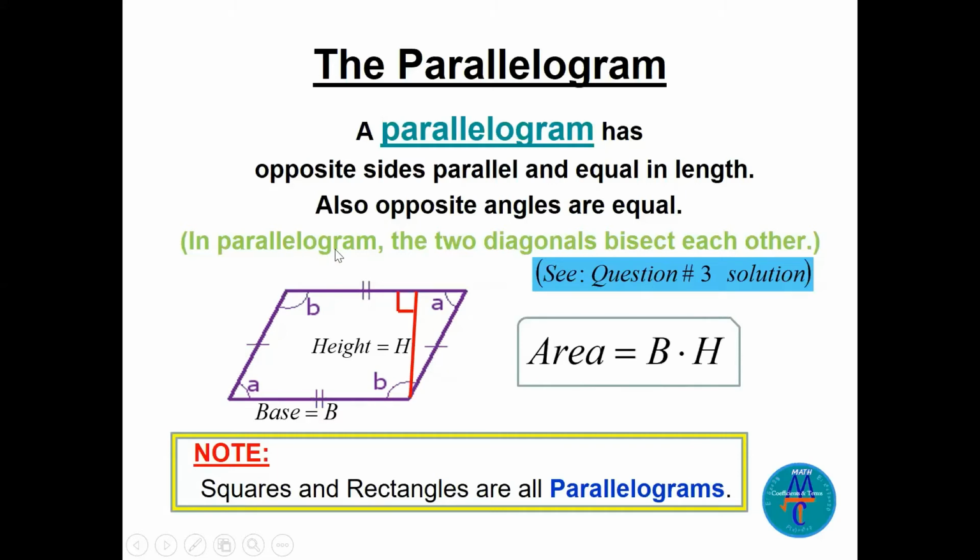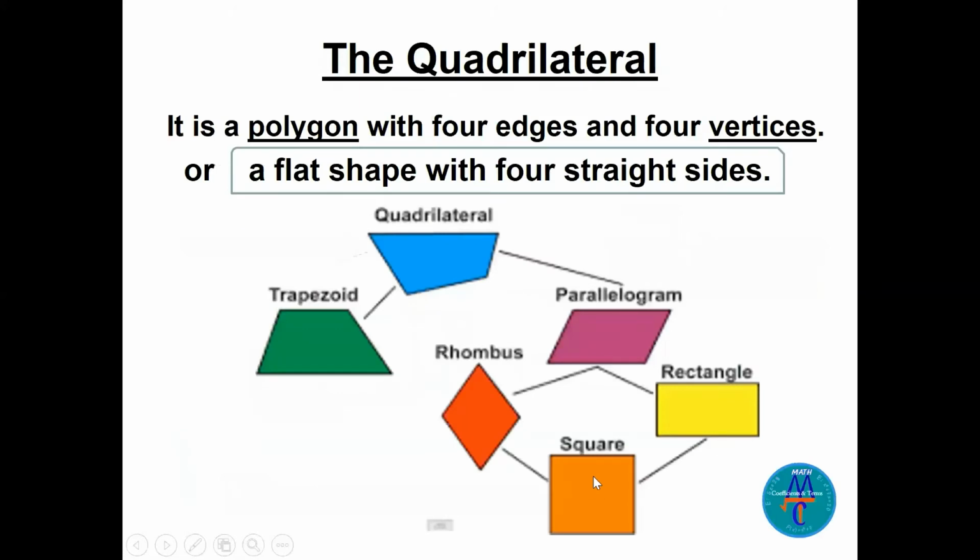Now in parallelogram, there is a theorem that says the two diagonals, see this diagonal here, this is the diagonal, and the other diagonal, we have two diagonals there. See, this is a diagonal, and this is another diagonal. The two diagonals bisect each other. This diagonal bisects the other diagonal. So we can see question number 3, the question and the solution, to explain this idea. Squares and rectangles are all parallelograms. You can see here, squares and rectangles are inside the parallelogram.